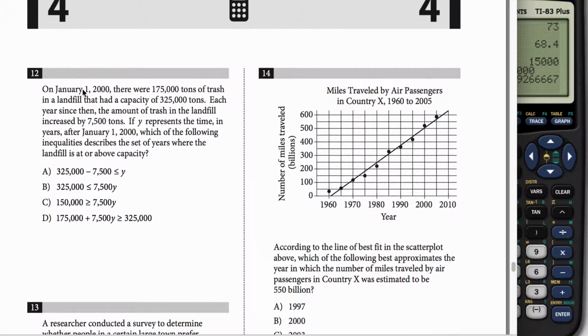All right, number 12. On this date, there were this many tons of trash in this landfill, this is its capacity, and then the trash increases by this much every time period. So what it's asking for is an inequality. Which of the following inequalities describe the set of years where the landfill is at or above capacity? I want the amount of trash, which I start out with, maybe this is my trash over on this side. I start out with 175,000, but then I'm getting more. I'm adding 7,500 every year. So this is how much trash I have.